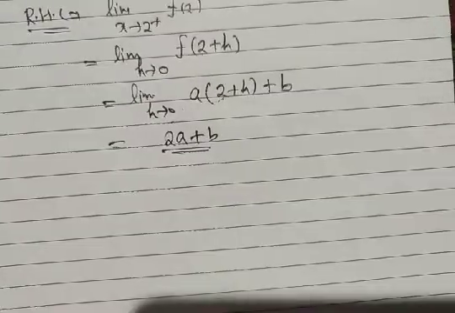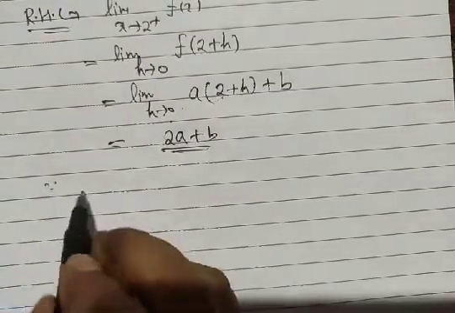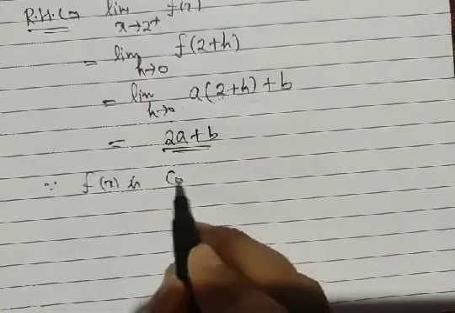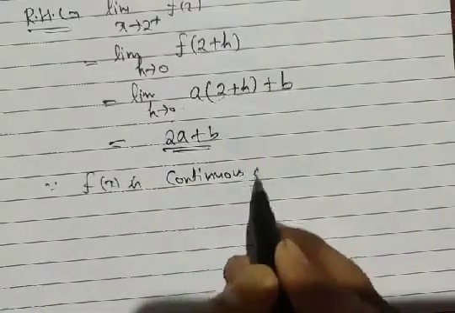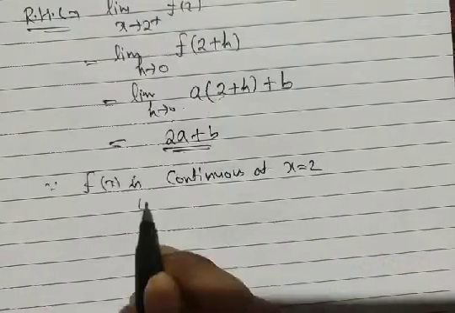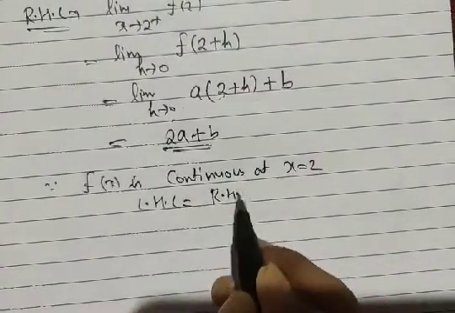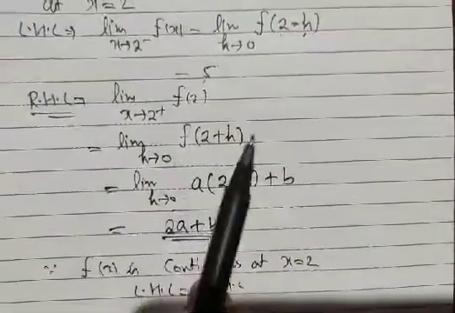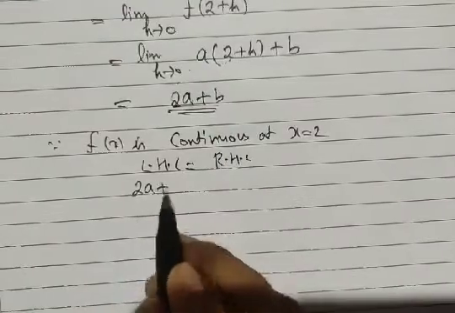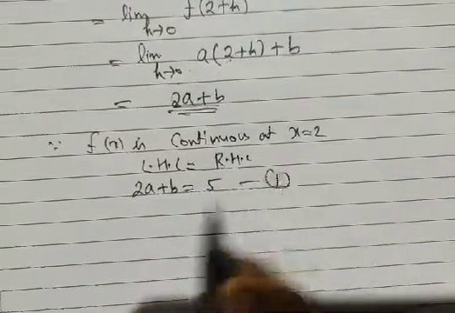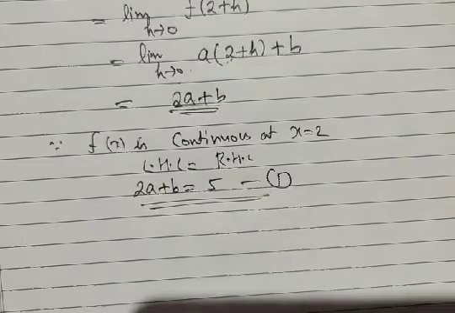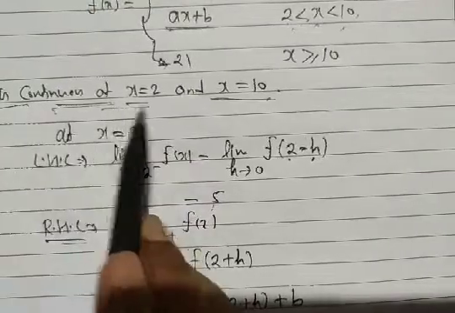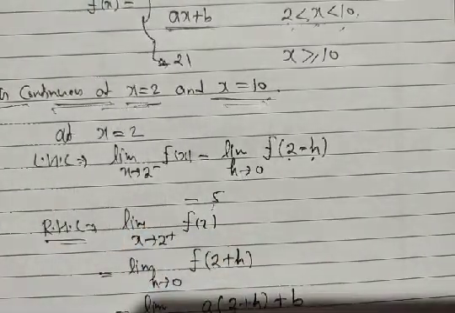Since f(x) is continuous at x equal to 2, our left hand limit equals right hand limit, which means the value of 2a plus b is equal to 5. 2a plus b is equal to 5. Take this as equation 1. Now, since the function is continuous at x equal to 2 and x equal to 10, we are going to check its continuity at x equal to 10.